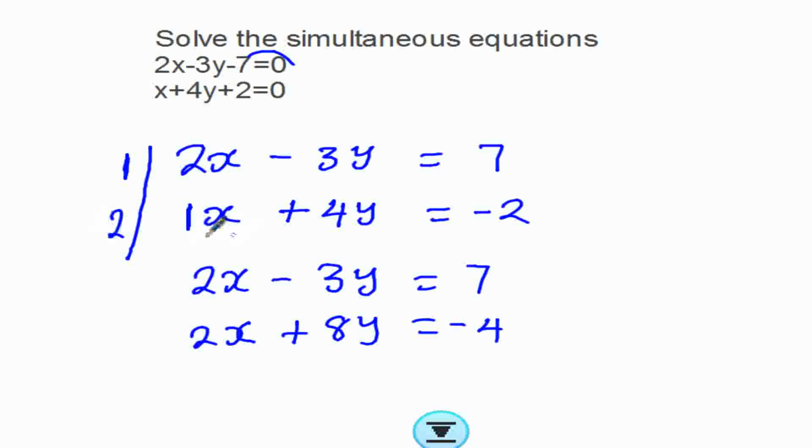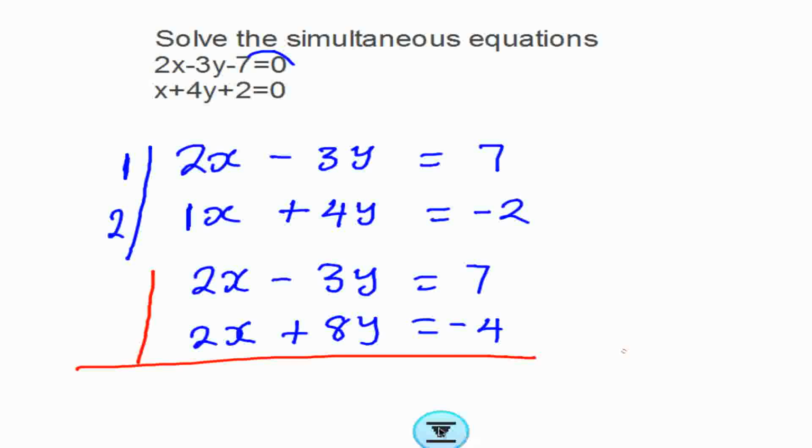I'm multiplying this 2 throughout. I multiplied it with 1x, I multiplied it with 4y, and I multiplied it with negative 2. And I got this. Now you can see that we have the same coefficient for x. We have 2 as the coefficient of x. Now the next part is eliminating that x.